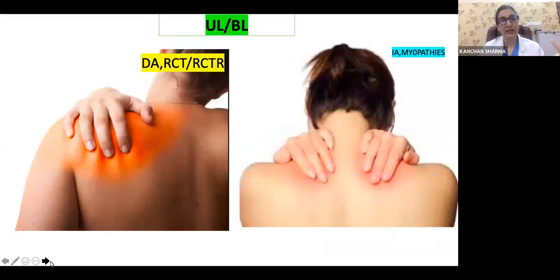Okay, what it could be, just a rough diagnosis. Now ask the patient whether it is only one shoulder which is paining or it is both shoulders. Mostly, if it is only one shoulder, think of degenerative arthropathies, and think of rotator cuff tendinopathies and tear. And if it is bilateral, think of some myopathies, okay? And of course, the inflammatory arthropathy.